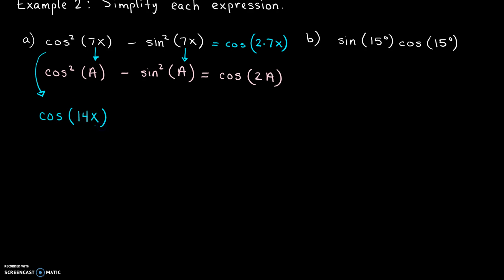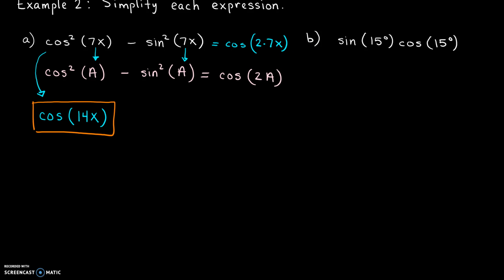And so really this expression right here, cosine squared of 7x minus sine squared of 7x, is simply just cosine of 14x, and that would be our answer there. So it's just a matter of recognizing which identity you're using. And that's pretty much all there is to it.